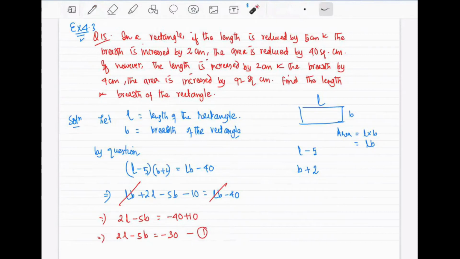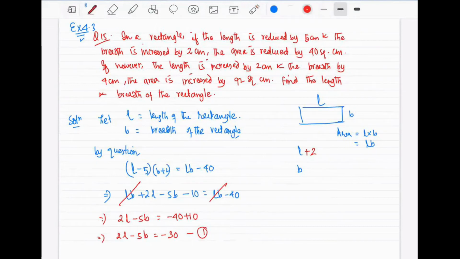The second equation, how to make it? There is another condition. If, however, the length is increased by 2 centimeters. So we're changing this. The original length is L, original breadth is B. We're changing it slightly. How? Length is increased by 2 centimeters. So length is increased now. What about the breadth? Breadth by 4 centimeters.